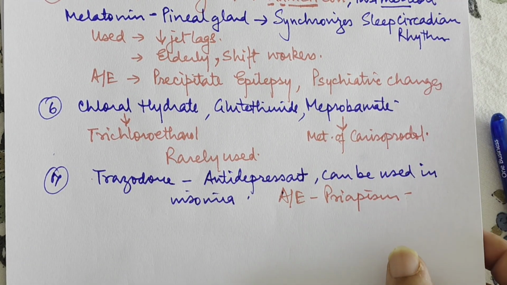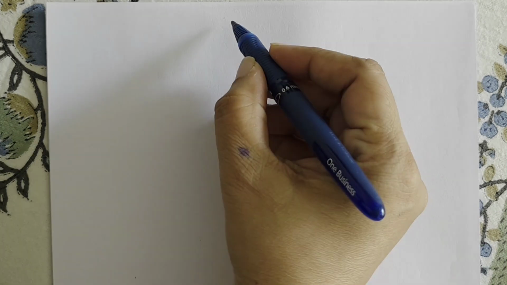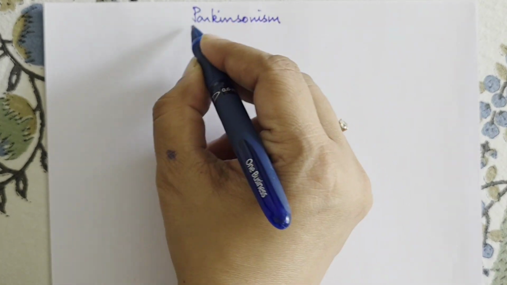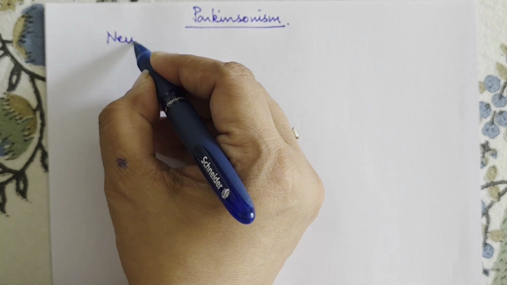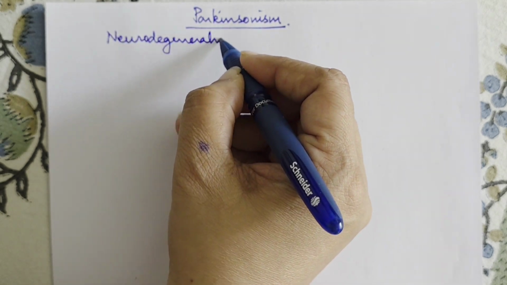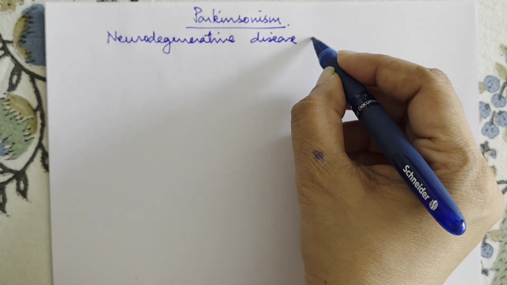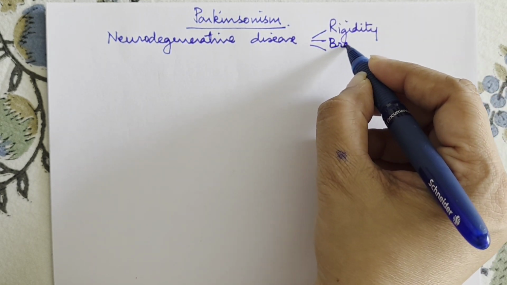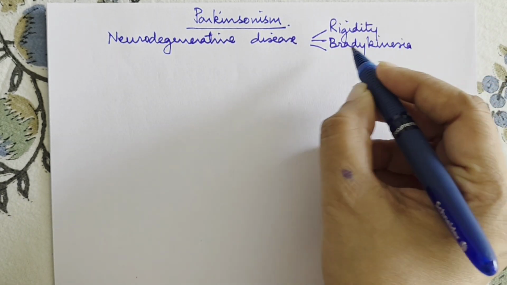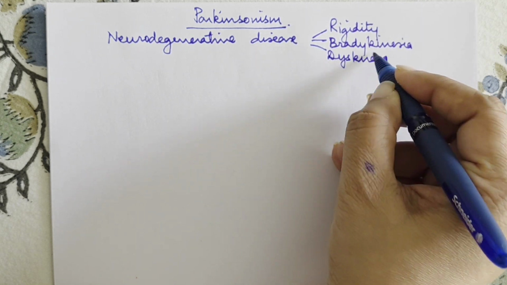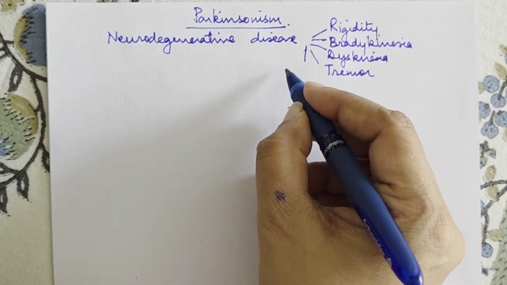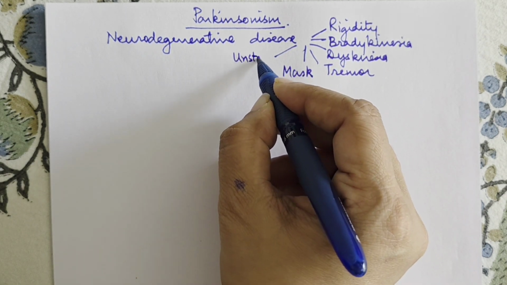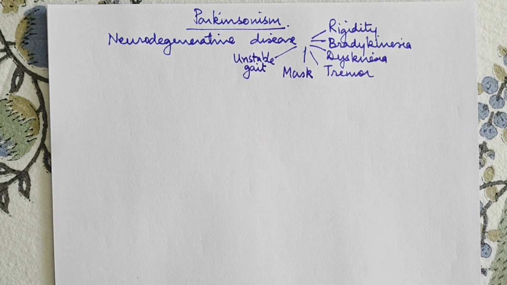Okay, next we move on to Parkinsonism. The next disease that we are going to talk about in CNS is Parkinsonism. Now Parkinsonism is a neurodegenerative disease. It comes under the category of neurodegenerative disease. What are the features of Parkinsonism? It is characterized by rigidity and bradykinesia, dyskinesia, tremors, then mask-like face, and the main feature by which you normally identify a patient is unstable gait. They have difficulty in walking.